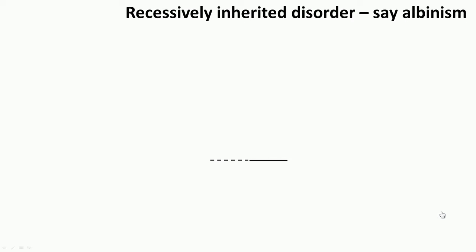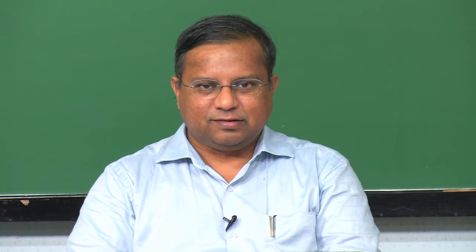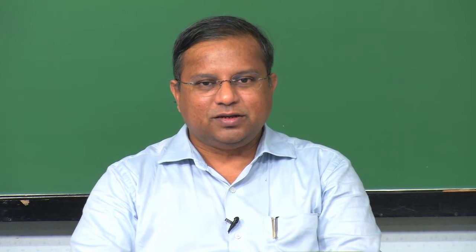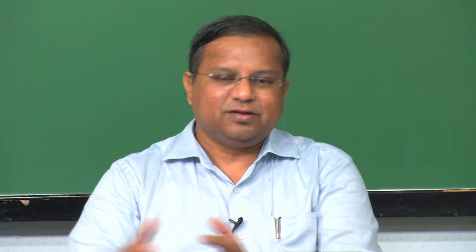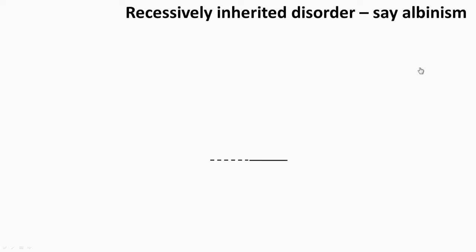Let us take the case of a recessively inherited disorder, which is what would be natural to think. If it is both small, then the person has the disease. That is not always the case, but let us take that for the time being. That is what one would expect given the background that we have been through. Albinism, where the person has light colored skin, in patches or sometimes even the entire body, that is albinism. That is a recessively inherited disorder.